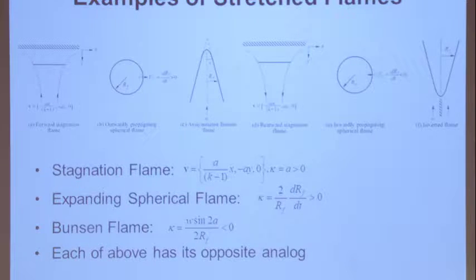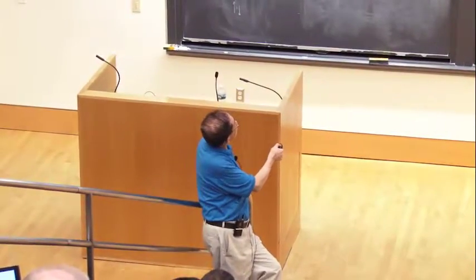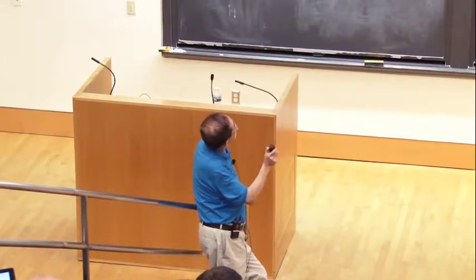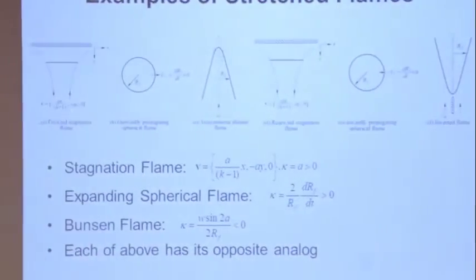And here, the Bunsen flame, this way. If you look at the flow, it goes this way, and the flame is going this way. The flow is this way, so the surface area keeps on getting smaller. See that, if you follow the flow. So it's given by this expression. Now, notice that the stretch rate in this one is positive.